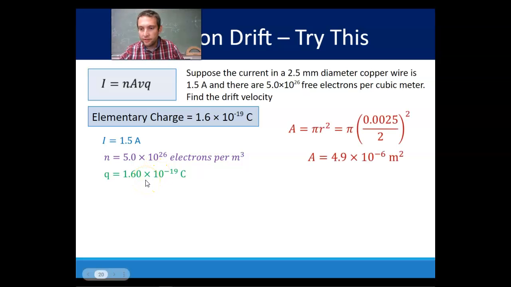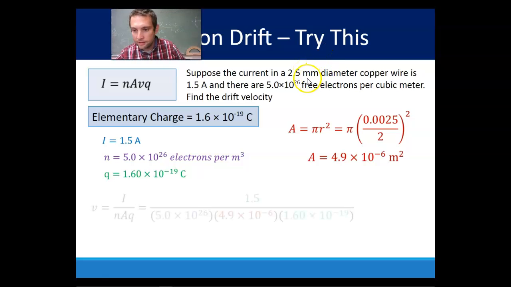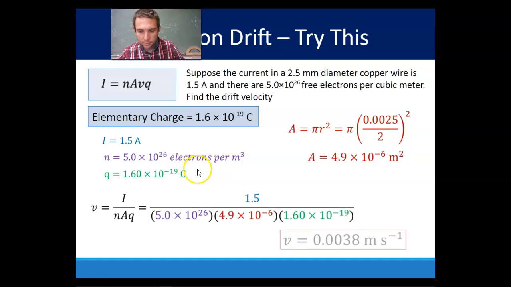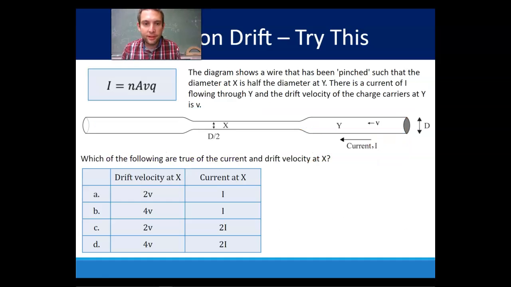Cross-sectional area here: because we were just given the diameter of the copper, remember radius is half of your diameter. Plugging that in, we get, boom, 0.038 meters per second.